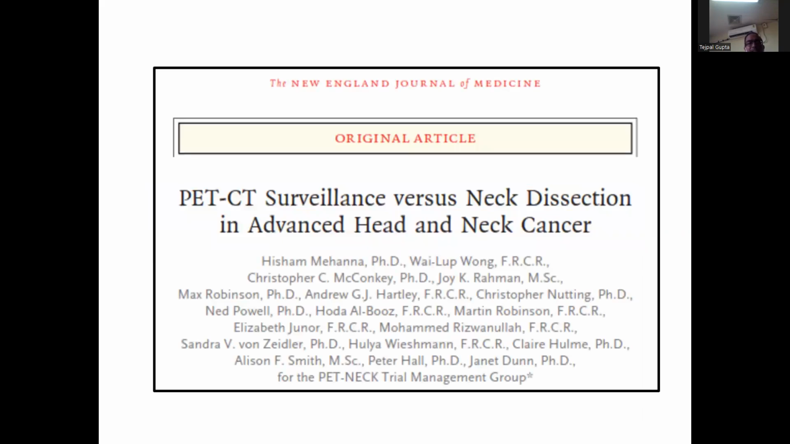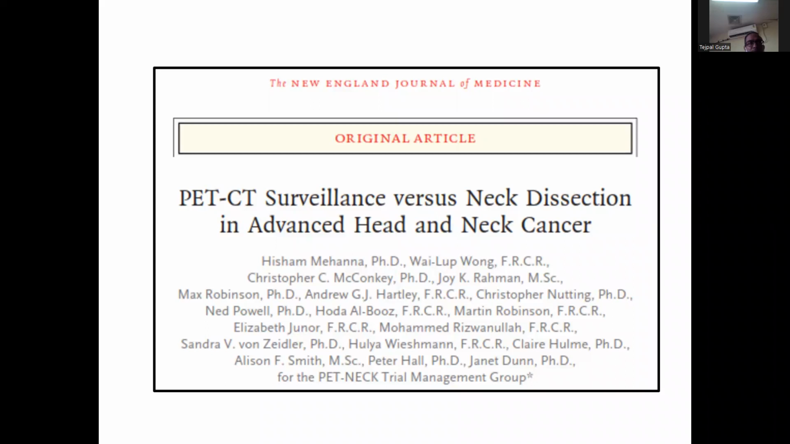Now moving to, is there any higher quality evidence, or is there any randomized controlled trial based on response assessment PET CT? And there is one. This is the UK PET-NECK study, where Hisham Mehanna and colleagues looked at PET CT surveillance versus neck dissection in advanced head and neck cancers.